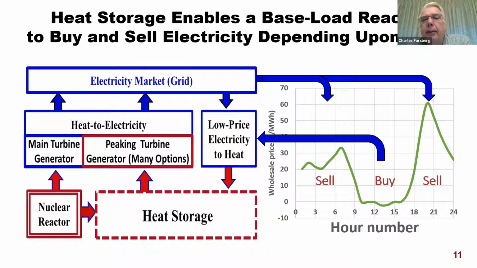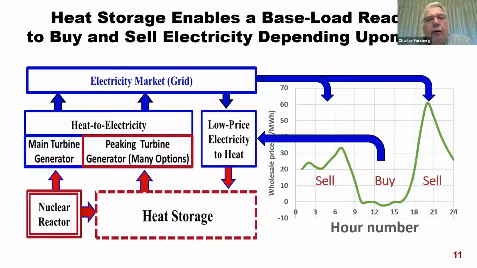So that is the market. How do we address the market? We start with our nuclear reactor. The nuclear reactor operates at base load. At normal times when electricity is needed, steam from the nuclear reactor goes to the main turbine generator on the left in the middle set of boxes to produce electricity that goes to the electric market. At times of low electrical demand, low electrical prices, the nuclear reactor in the lower left box sends its heat to heat storage.